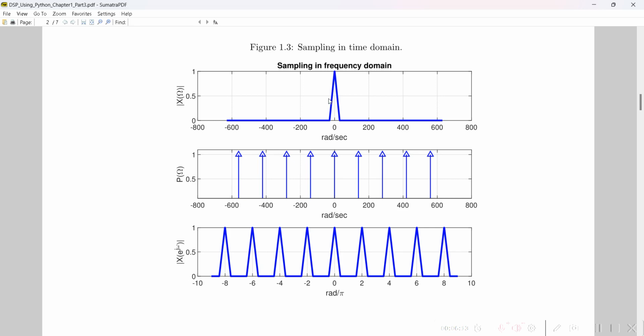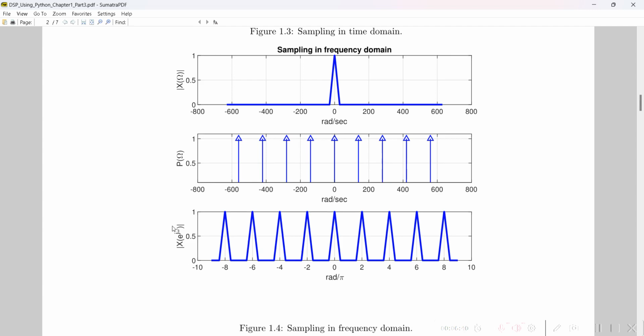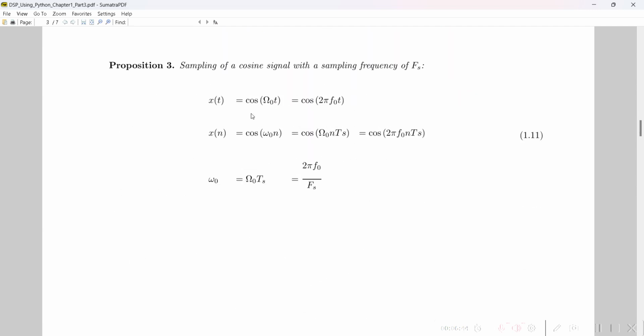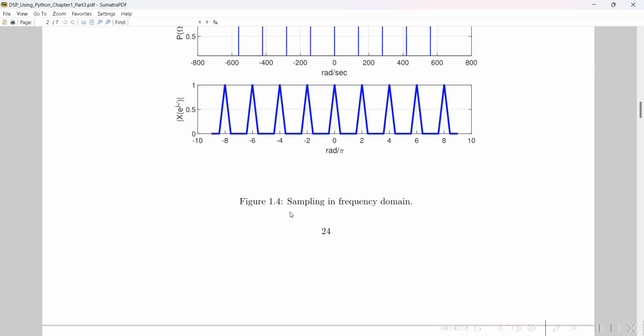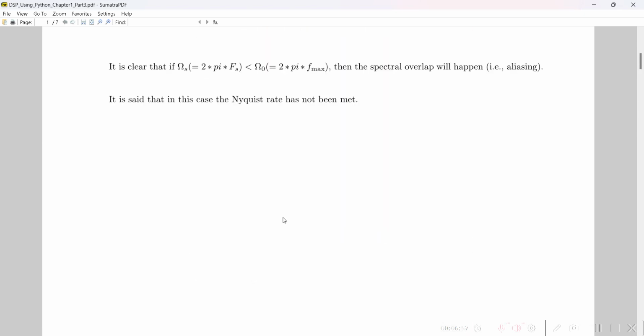Now, we remember that multiplication in the time domain will lead to convolution in the frequency domain. So that's the result. Every impulse will carry the input frequency response. You see here, that one carrying it, and the next one, and so on. And the caption is, of course, sampling of a cosine signal with a sampling frequency of fs. Here, let's go back, everything has been explained here.